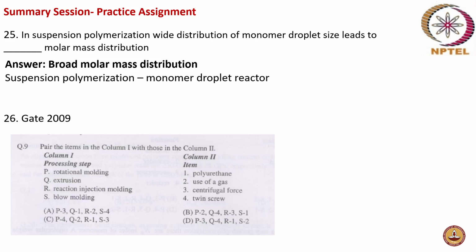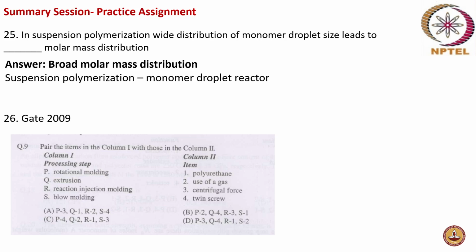Next, you have to match. There are certain processing steps and certain items. You have to match these: rotational molding, extrusion, reaction injection molding, blow molding. The items given are polyurethane, use of gas, centrifugal force, and twin screw. Which of these matches with what? Reaction injection molding, polyurethane. Blow molding, use of gas. Rotational molding, centrifugal force. Extrusion, twin screw.